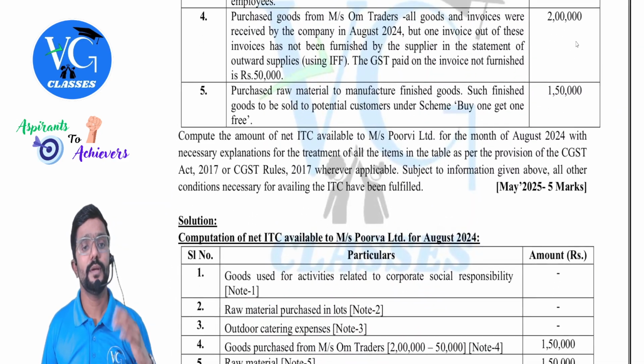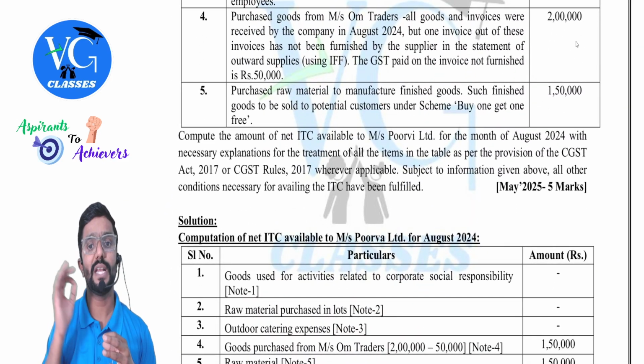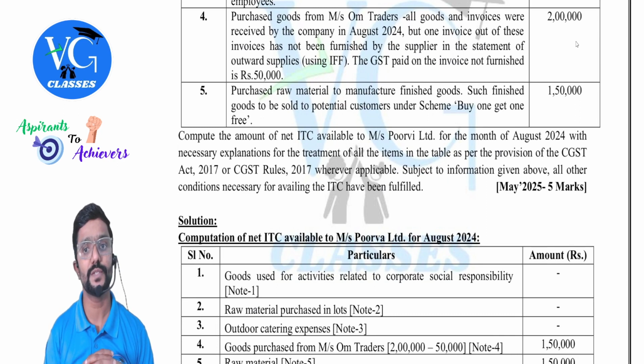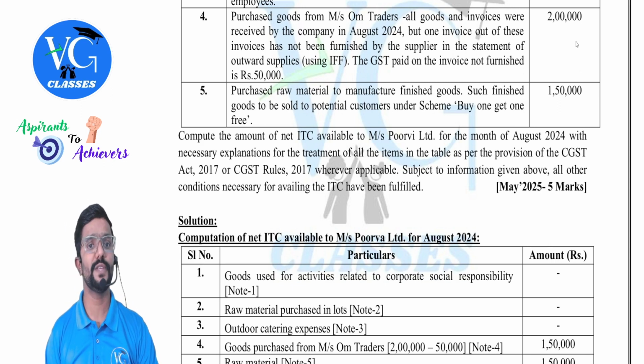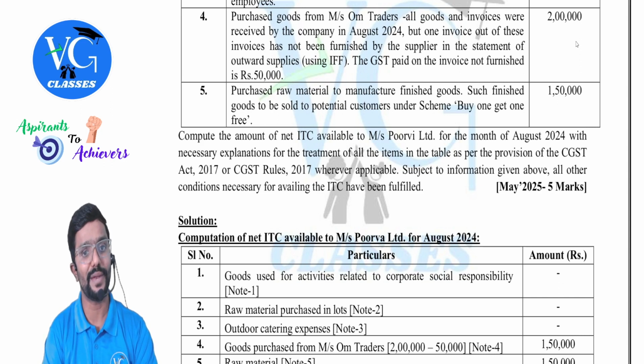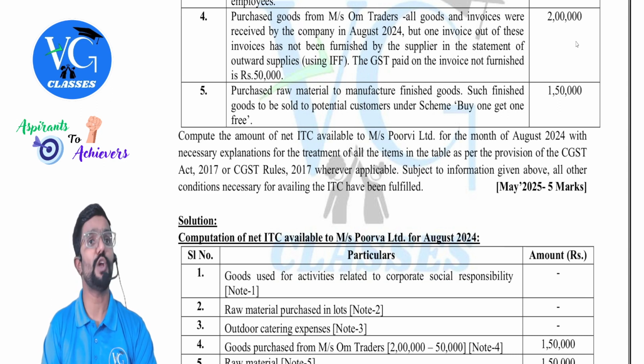Fourth one. Purchased goods from home traders, all goods and invoices were received by the company in August itself. But one invoice out of these invoices has not been furnished by the supplier in the statement of outward supply or using invoice furnishing facility. The GST paid on such invoice was 50,000, which is not furnished.